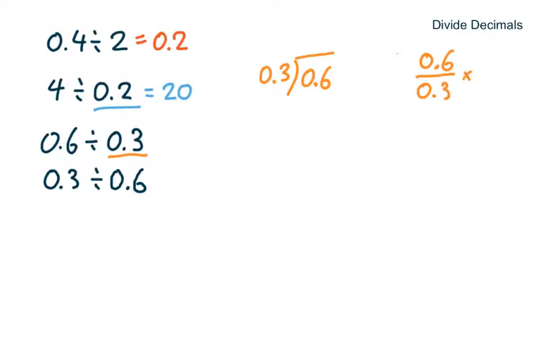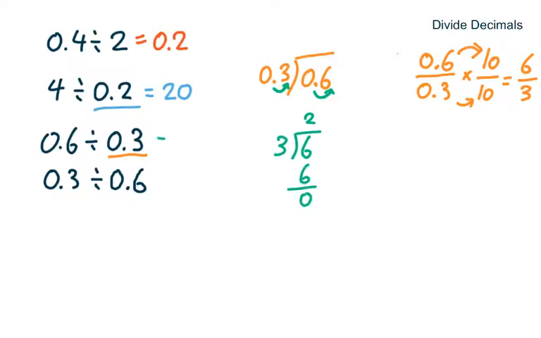And we know that we need to multiply by a power of 10 so that we get a whole number 3. So 0.3 times 10 gives us 3. That means we need to multiply 0.6 by 10 as well, and we get 6. So essentially we're going to move the decimal point one place to the right and do the same thing for the dividend. And basically we have 6 divided by 3, so the answer is 2.